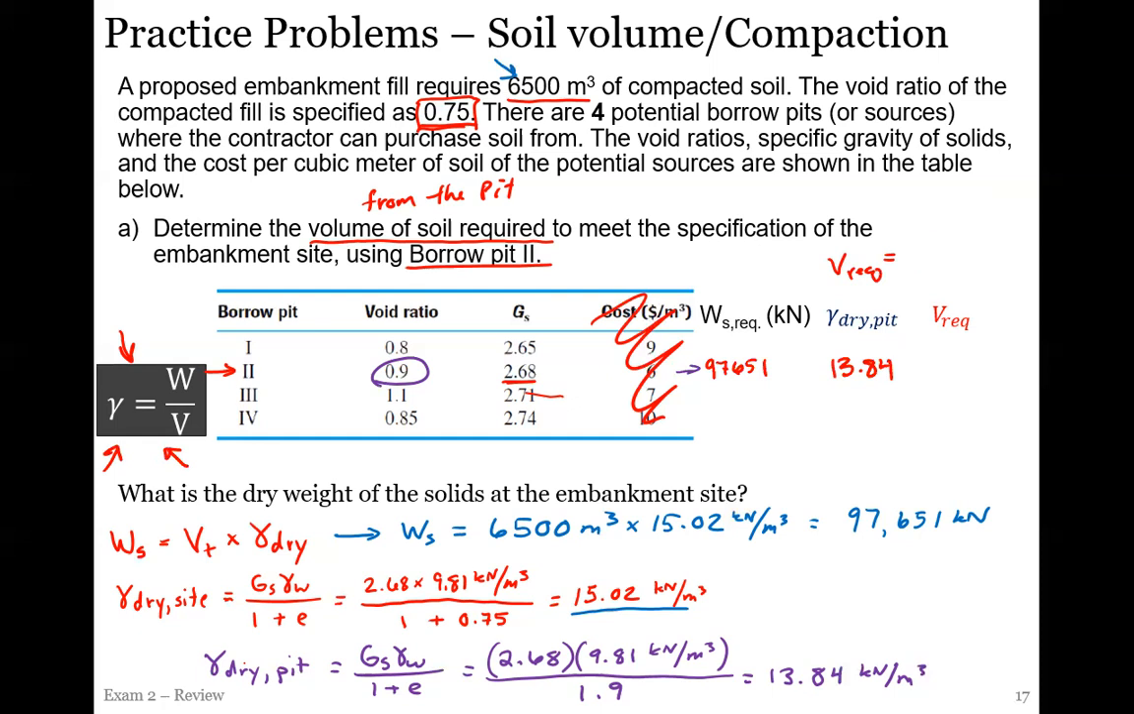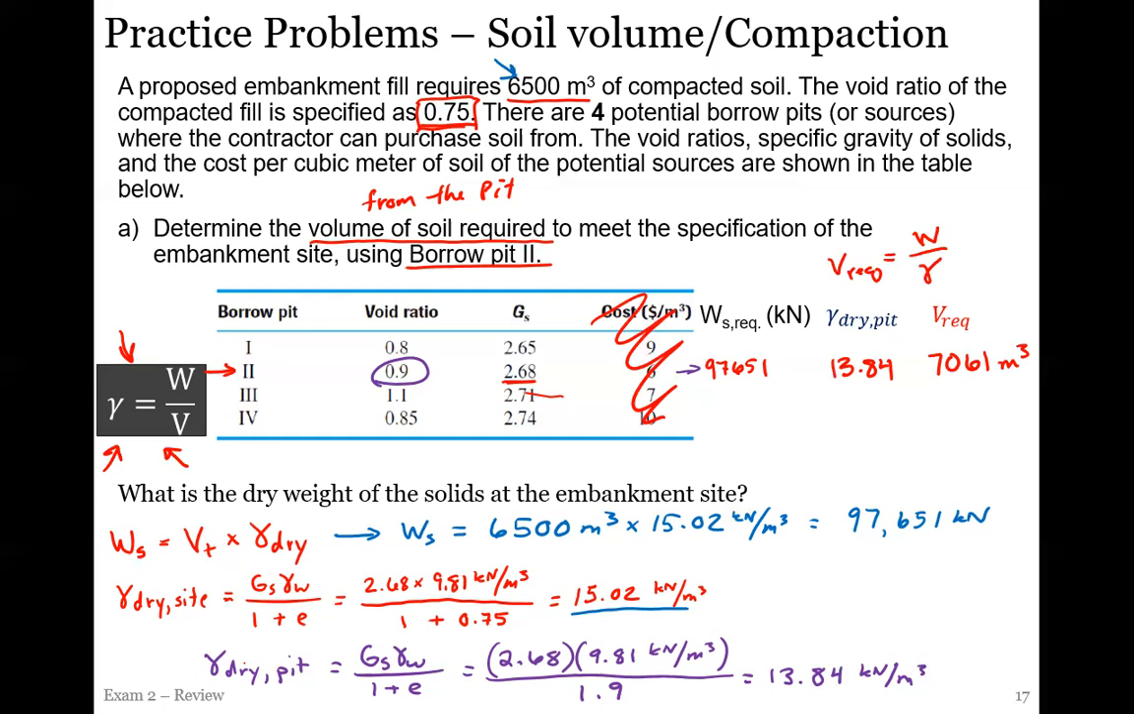Sorry, that's not right. Our weight divided by our density. Looks like a V. So we divide that out, and what we'll see is we need 7,061 cubic meters. And hopefully that also checks out and makes sense, because we have more volume that we need, so we can compact it to a more compact state to get to 6,500.